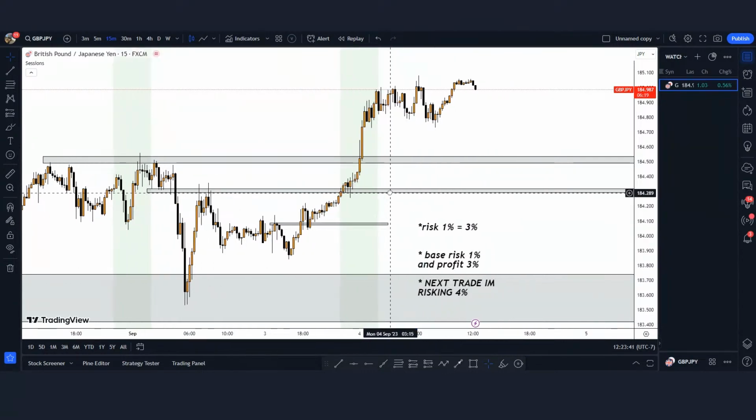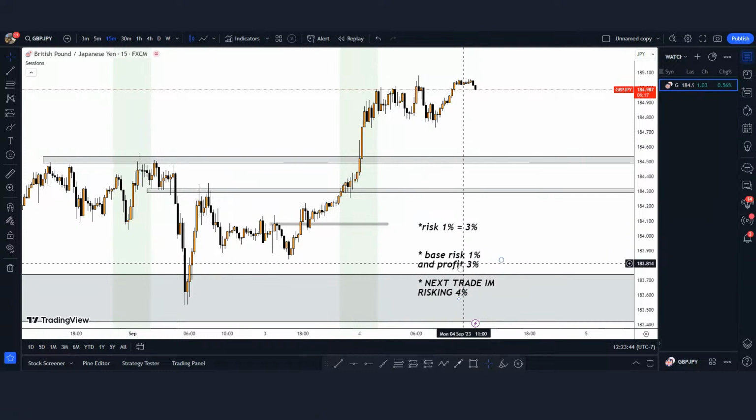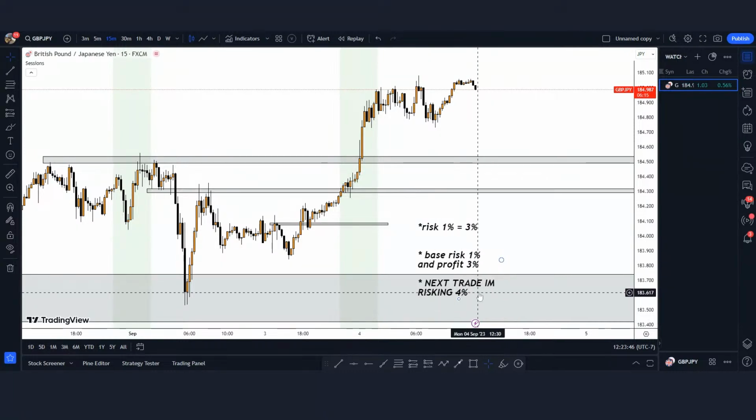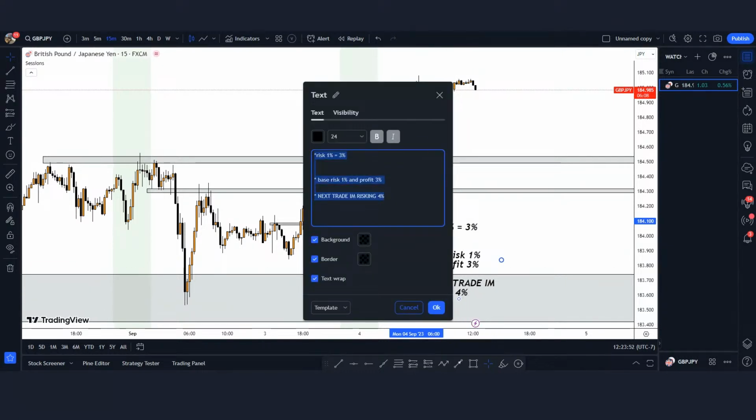So my next trade, I'm risking 4%, right? So let's review this. My base risk, I made 3%. My next trade, I'm risking 4%. Now, if that trade plays out, I just made 12%, right? So I'm already up 3% and I just made 12% off 2 wins, right? That 12% trade, if I was just risking 1%, is like the equivalent of you catching 1 to 12.